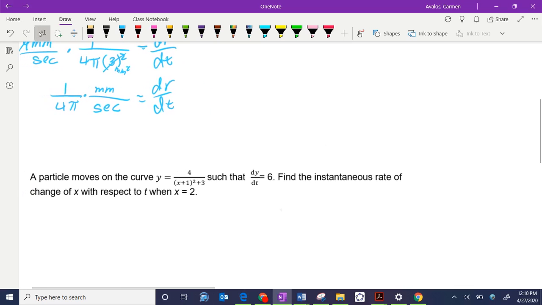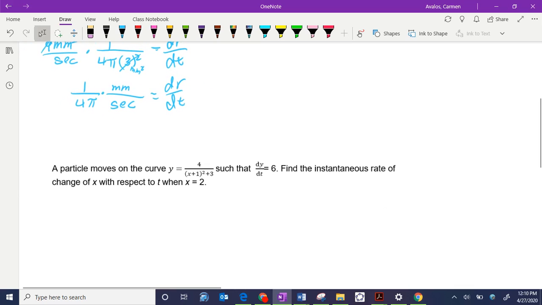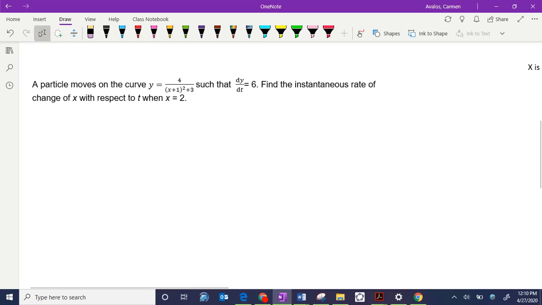Let's do this one. This one here, it's a little bit different. It's something that we've done before on your last project. The particle moves on a curve, and that is the curve that we're talking about, such that dy/dt is equal to 6. So this is the rate at which the y values are moving. And so they're giving you no units.